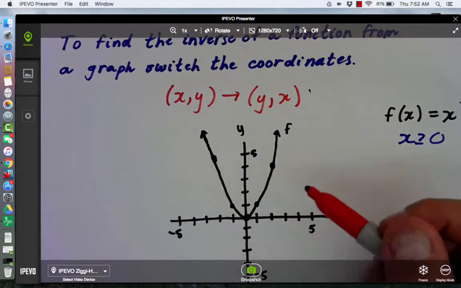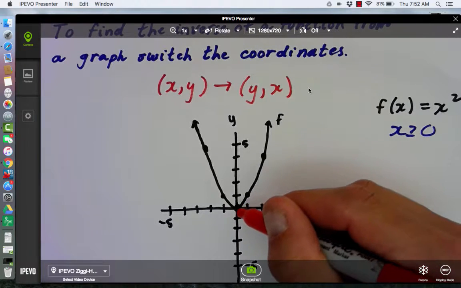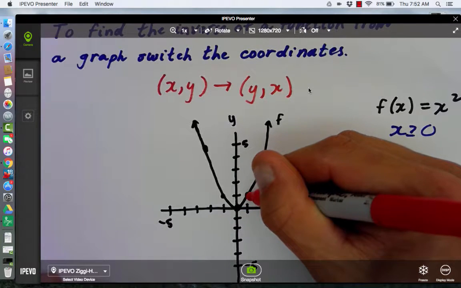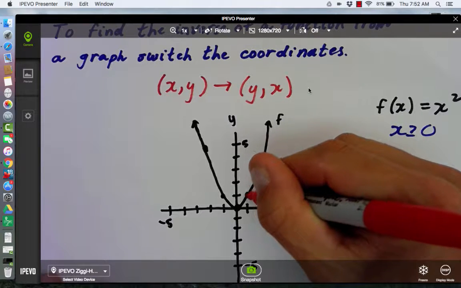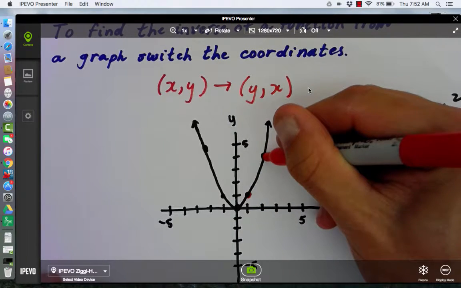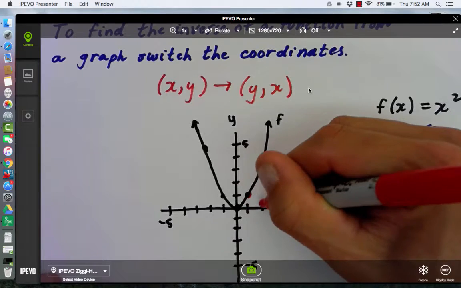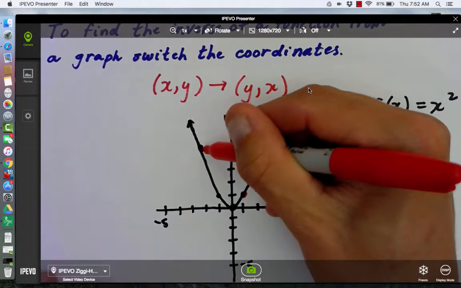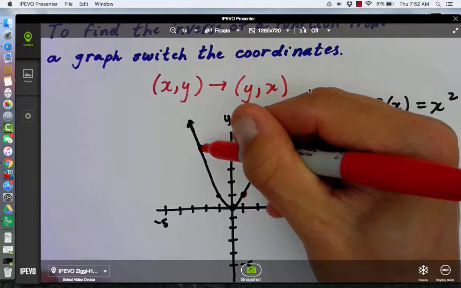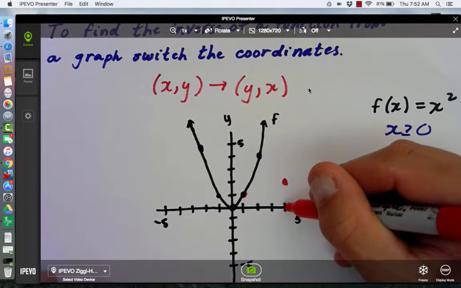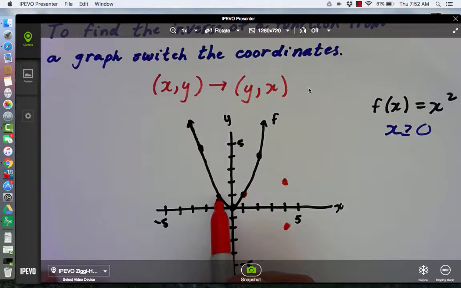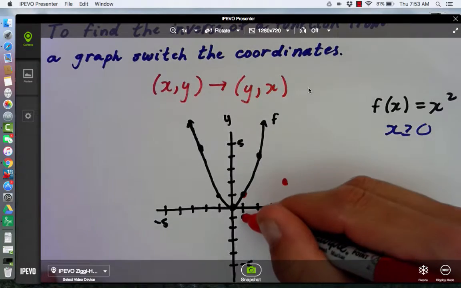At each one of these points, (0, 0) is going to stay the same. You switch 0 and 0, you get 0 and 0. (1, 1) stays the same as well. Then this point is (2, 4). That becomes (4, 2), so we'll plot that one. (-2, 4) becomes (4, -2) down here. And (-1, 1) becomes (1, -1).